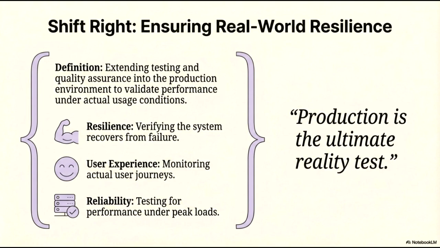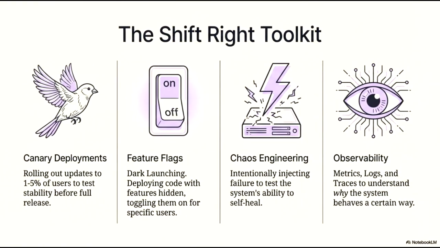We focus on 3 core areas: resilience, which verifies the system's ability to recover from failures; user experience, which involves monitoring actual user journeys in real time; and reliability, where we test for performance under peak loads. This approach acknowledges a fundamental truth in software engineering: production is the ultimate reality test. The Shift Right toolkit comprises essential strategies for ensuring system reliability and performance within production environments.